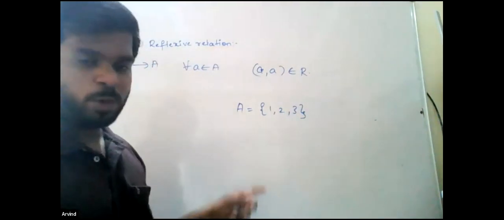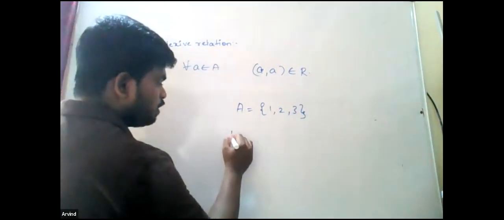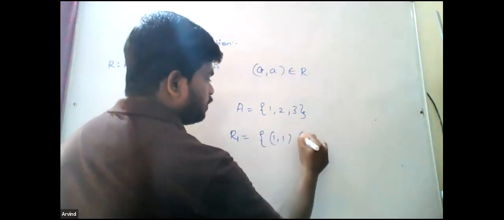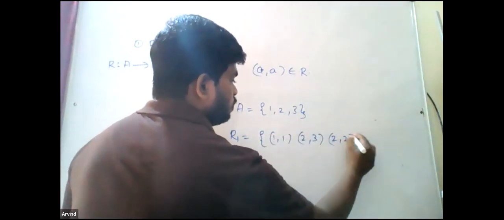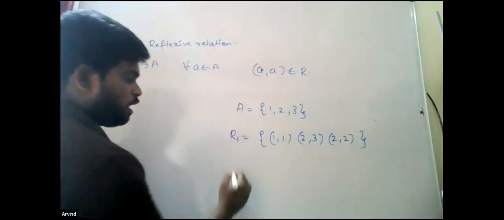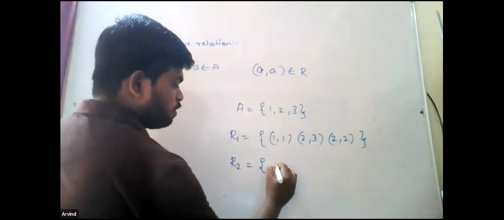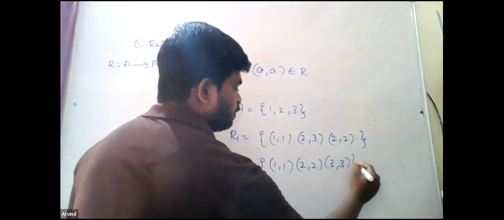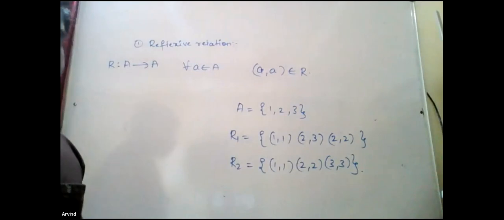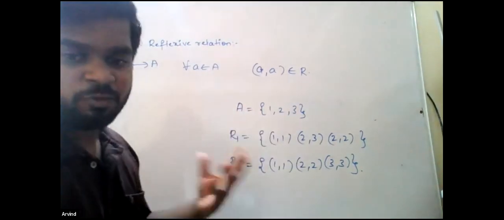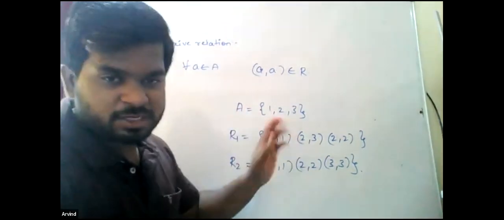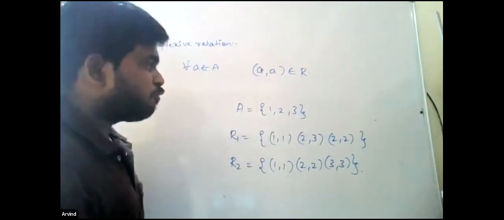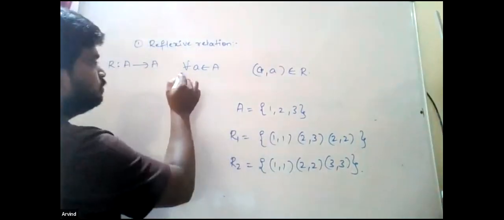I'll write two examples. Let's say R1 is {(1,1),(2,3),(2,2)}. Another one is R2, which is {(1,1),(2,2),(3,3)}. So I've given you two examples. The first one is not reflexive. The second one is reflexive. Why? Very simple. For all a belongs to A.